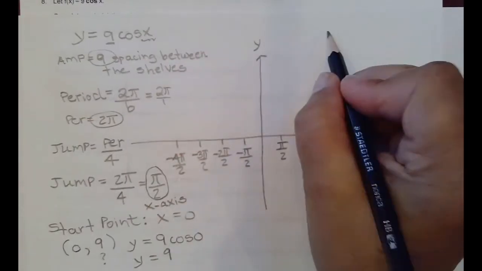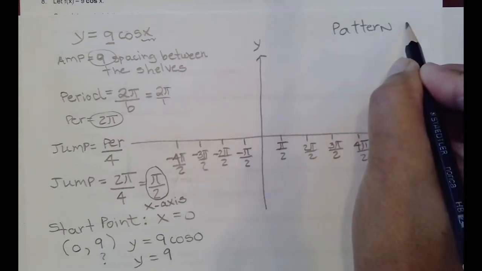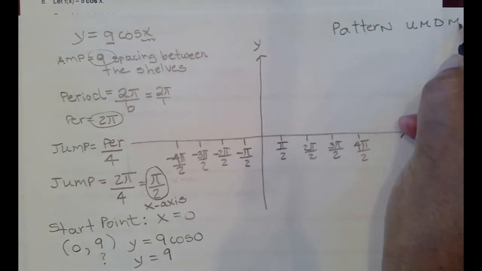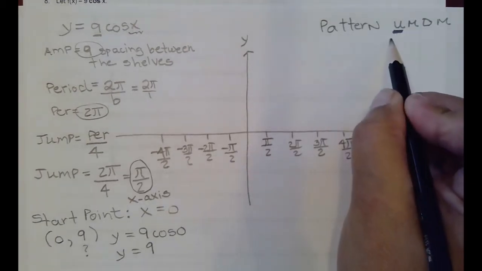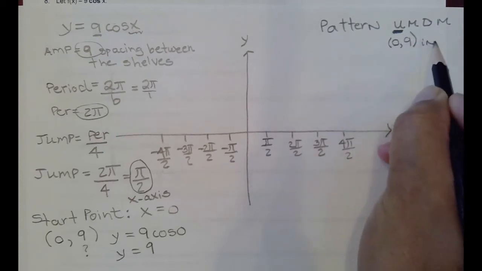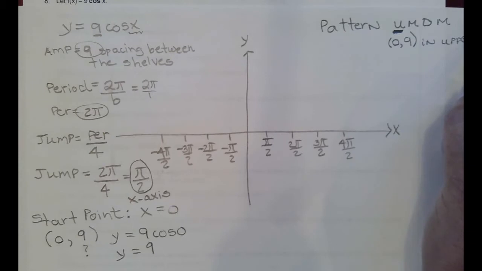So the way you use this pattern is whatever the first letter is with respect to the start point. So 0, 9 is in the uppermost position. That's what the U stands for. Uppermost position. Okay, I kind of ran off the paper there, but that's what that means. So always look at the first letter. It's all about that start point. So the 0, 9 is in the uppermost position. And knowing that is going to help you install the shelves in your graph. The upper shelf, the middle shelf, and the downward shelf.